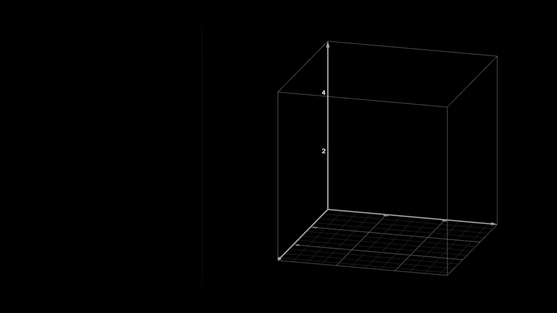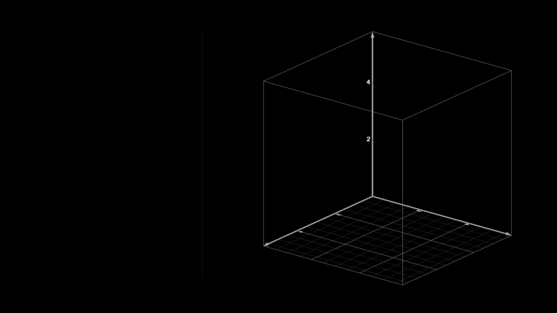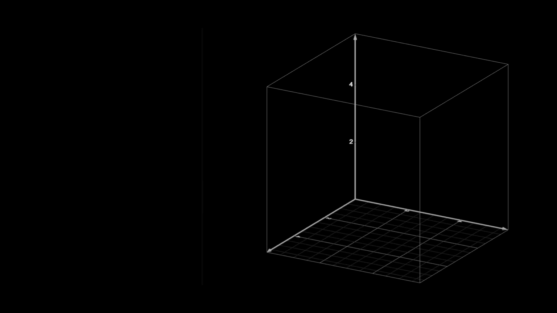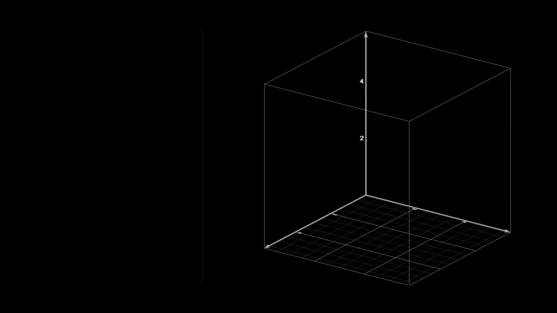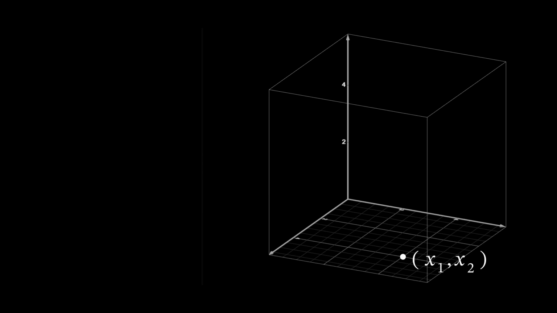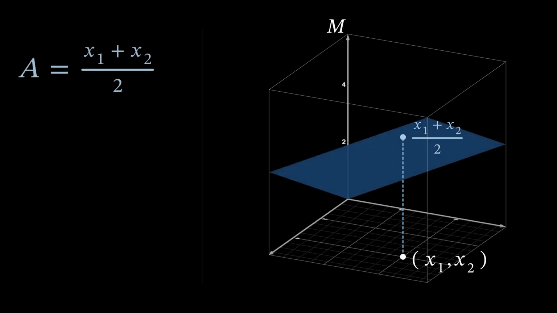First, let's look at the inequality graphically. Consider the case of just two data values, x1 and x2. Represent them as a point in a horizontal plane. On the vertical axis, we place the value of the means. For the arithmetic mean, take the point (x1, x2) and move vertically to the height (x1 plus x2) divided by 2. As x1, x2 varies, these points form a plane, here shown in blue.